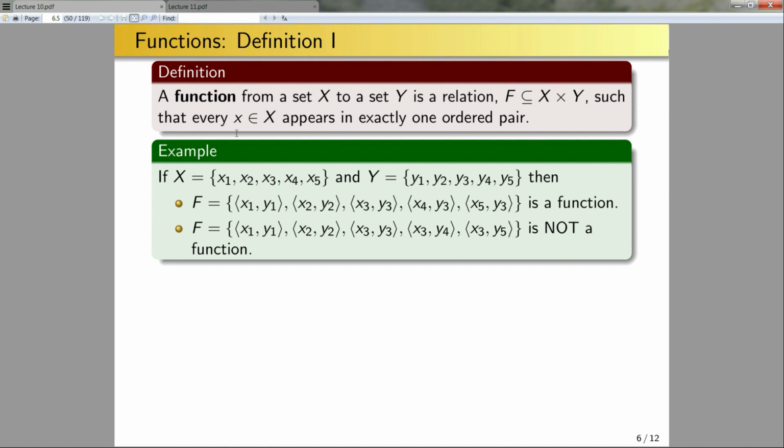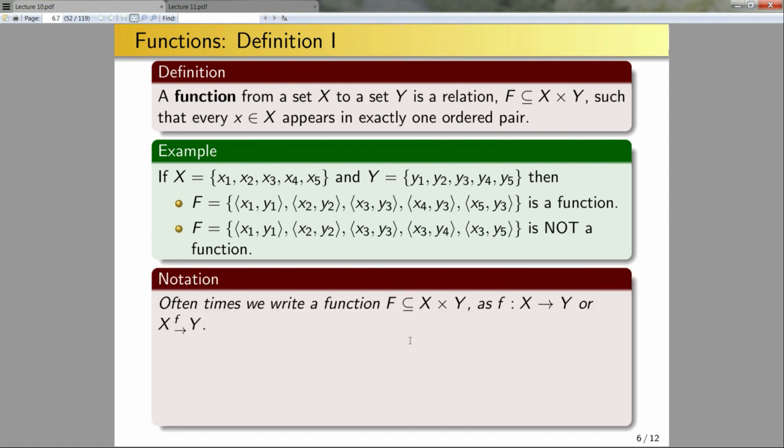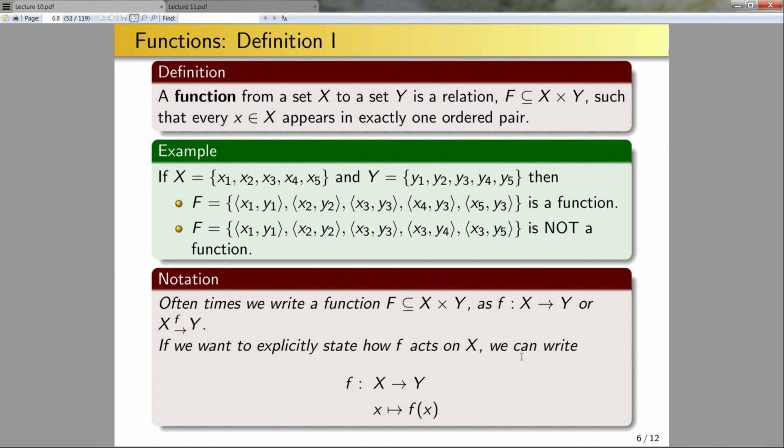Speaking of the old definition of functions, oftentimes we'll write a function f in a few different ways. One, we could say f maps from X to Y, or we could say x is mapped to y by f. I won't be using this notation. I just wanted to throw it out there in case you ever see it. And if we want to be explicit in how f is acting on the elements of X, we can write f is a function from X to Y such that x is mapped to f of x. Here, this f of x can be any of the functions you've ever seen before. It's just representing some function that you can plug in there.